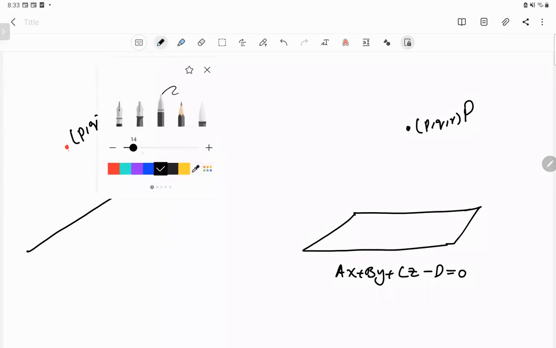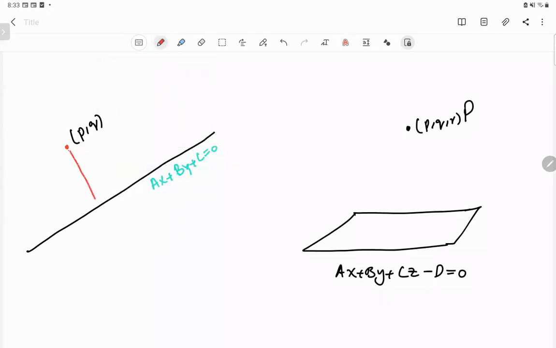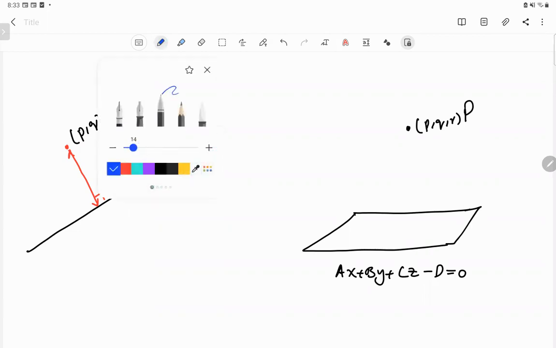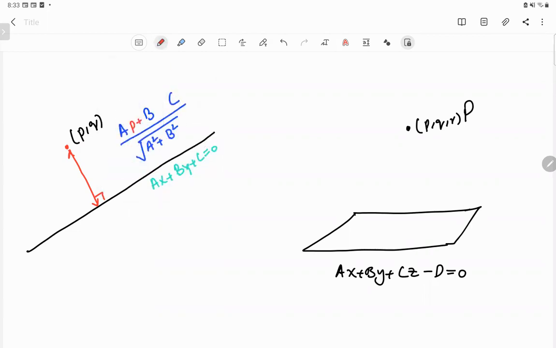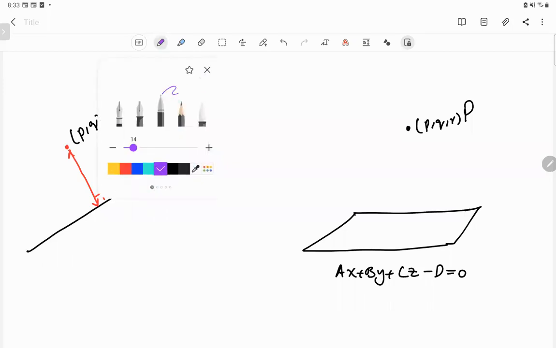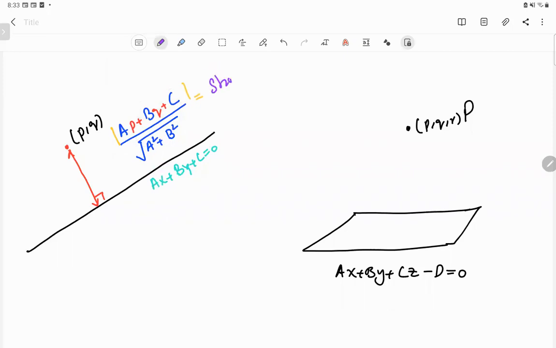We want to calculate this shortest distance. And the direct formula for this shortest distance is a b c over the square root of a square plus b square, inserting p over here, inserting q over here, and then taking the modulus sign to remove any negative sign appearing. This is the formula for the shortest distance between the point and the line.